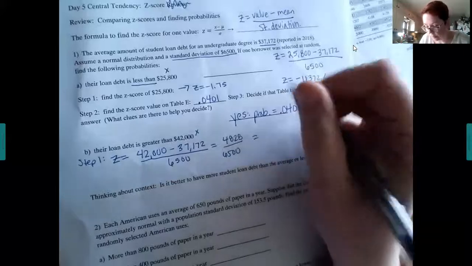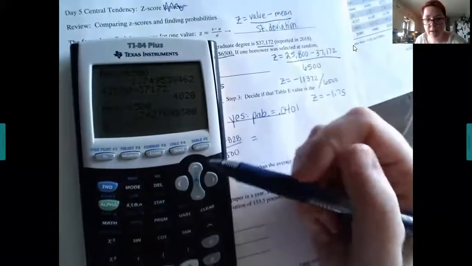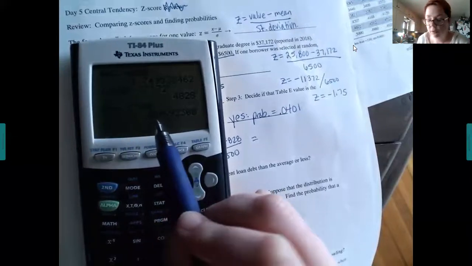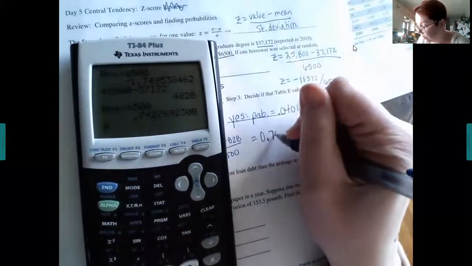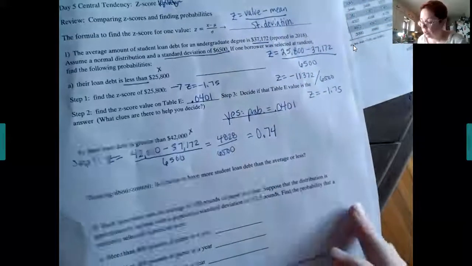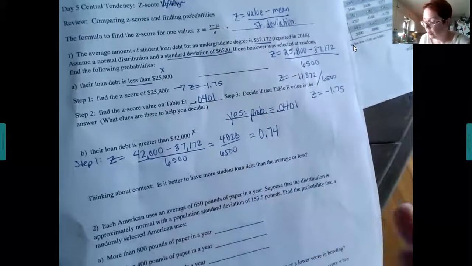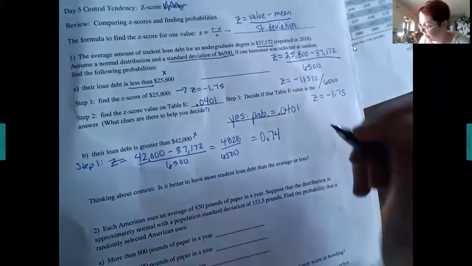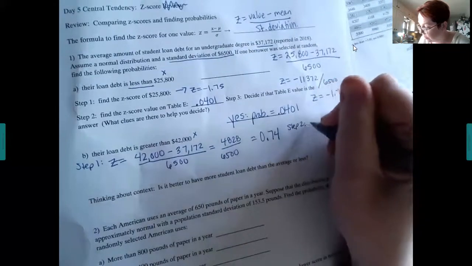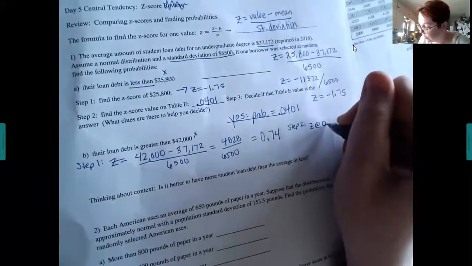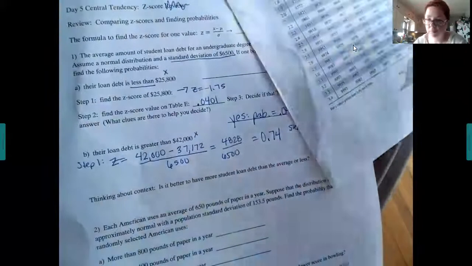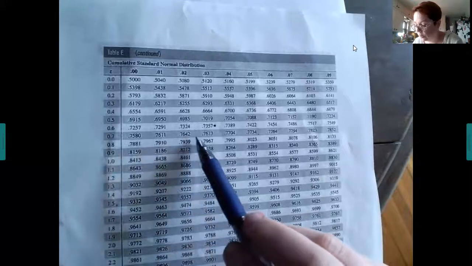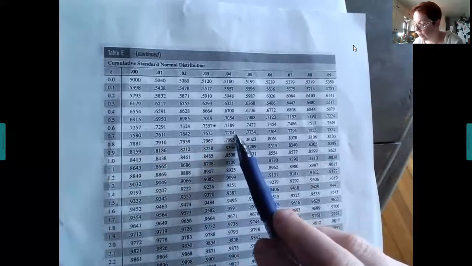And when you take that and divide it, this 2 is not big enough to change that 4 into a 5, so our z-score will be 0.74. So we did step 1. Step 2 is we look up that value, so we look up z at 0.74 on the positive side, 0.7, go over to 4, and we get 0.7704.